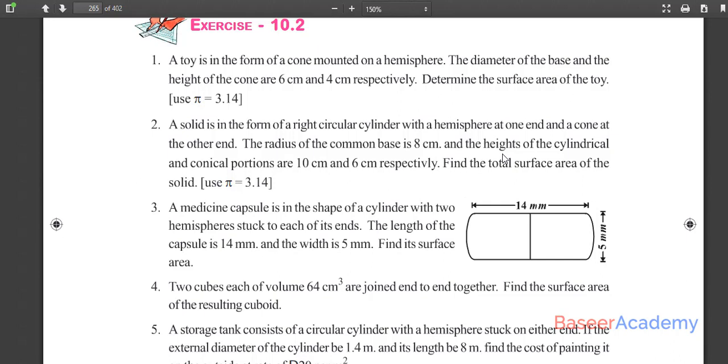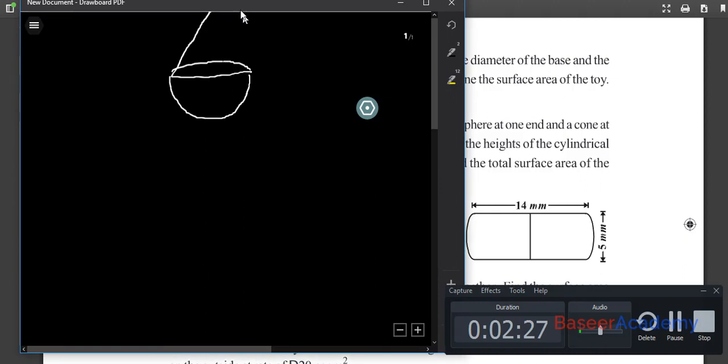Now, the first question in exercise 10.2 says a toy is in the form of a cone mounted on a hemisphere. So I'm drawing a hemisphere here. That's my hemisphere. So on this hemisphere we have a cone. Let's say this is our cone here on the hemisphere.